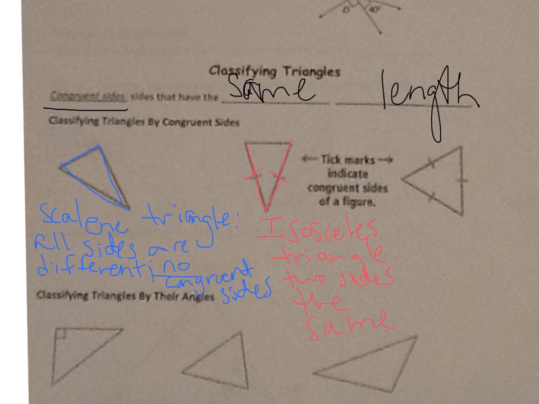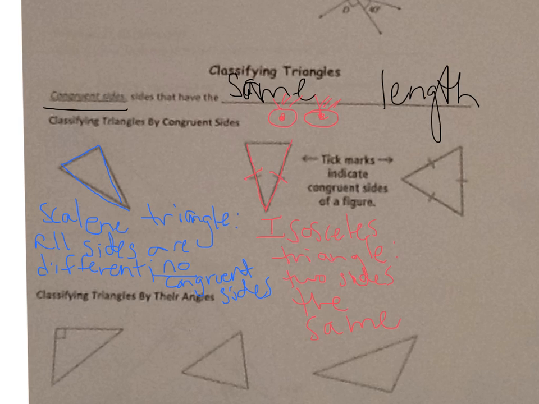The way that I try to memorize this is that isosceles kind of sounds like eyeball. So I think of it as you have two eyes. So the isosceles is two of the same side.